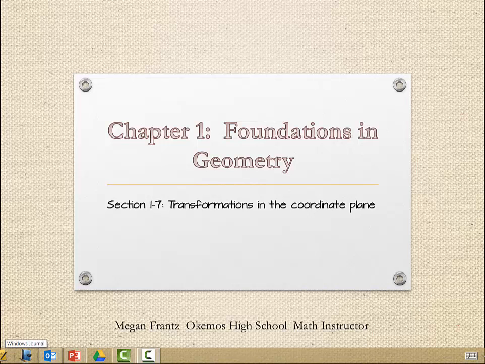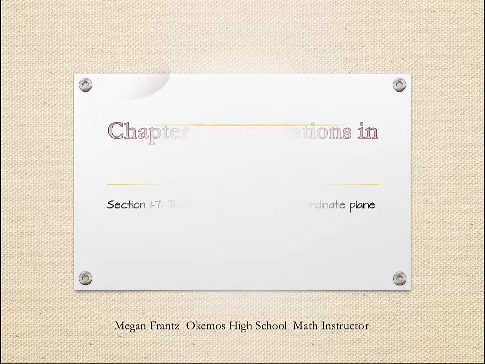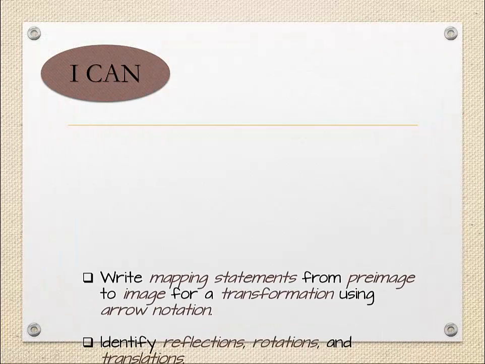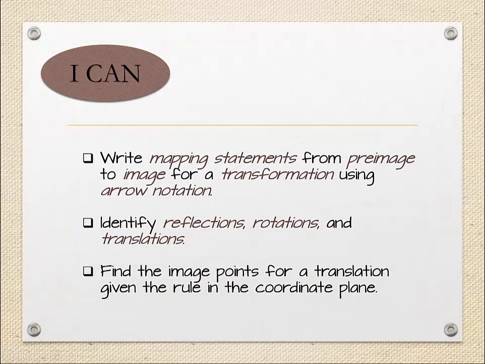Section 1.7, Transformations in the Coordinate Plane. By the end of this lesson, you should be able to write mapping statements from pre-image to image for a transformation using arrow notation. You should be able to identify reflections, rotations, and translations, and you should be able to find the image points for a translation given the rule in the coordinate plane.